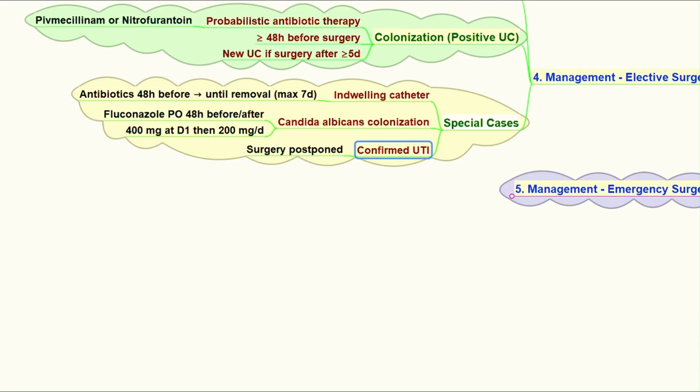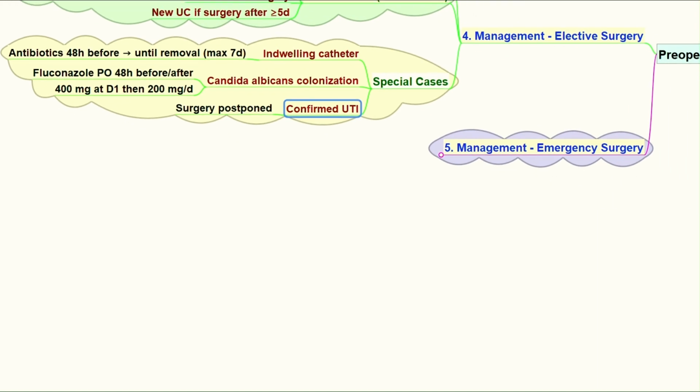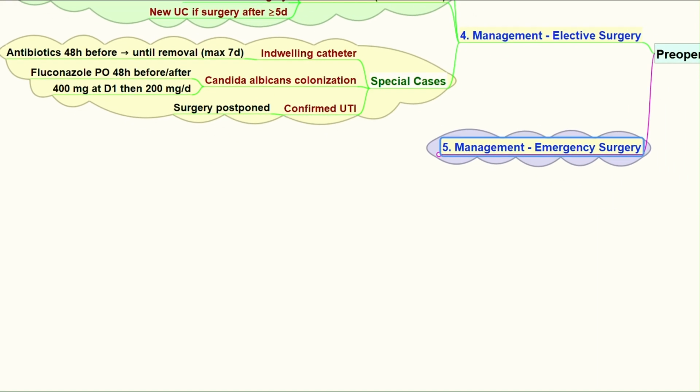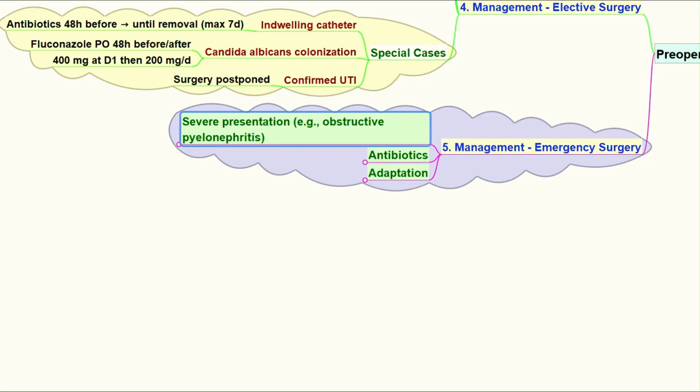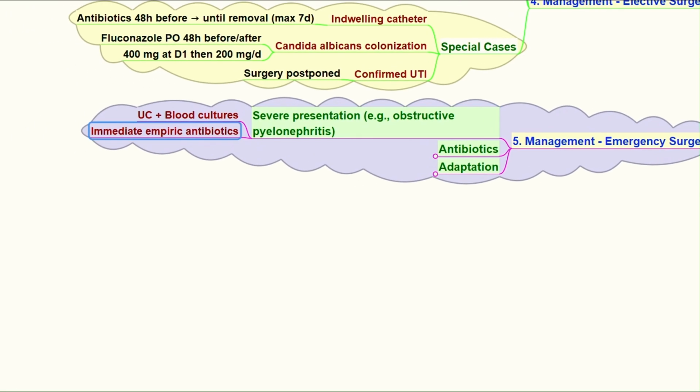In urgent surgery, especially in severe cases such as obstructive pyelonephritis, immediate action is required. Perform urine culture and blood culture immediately. Start empiric antibiotics without delay. The choice depends on context.